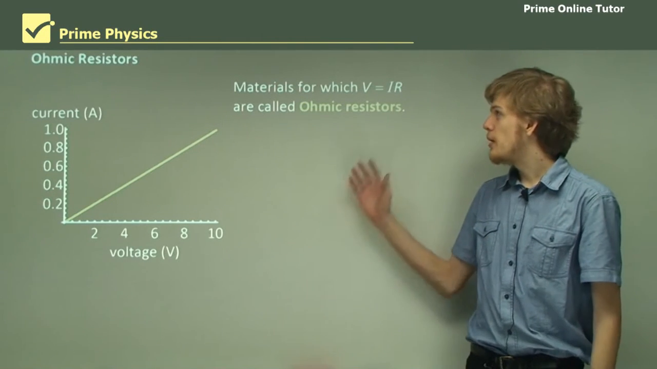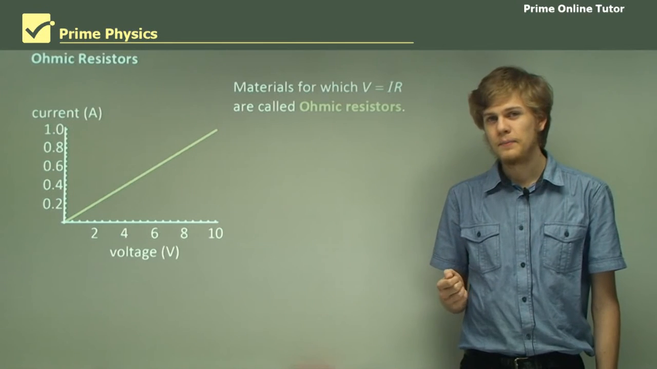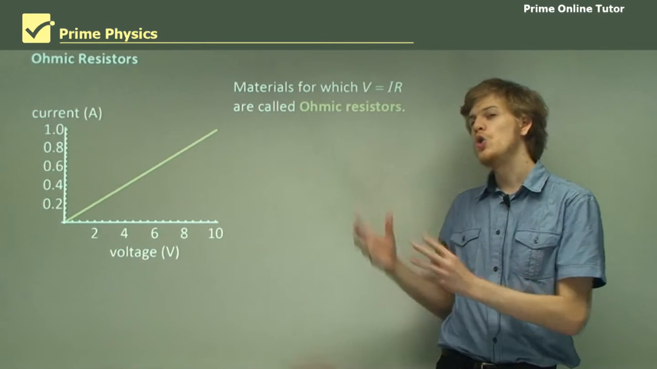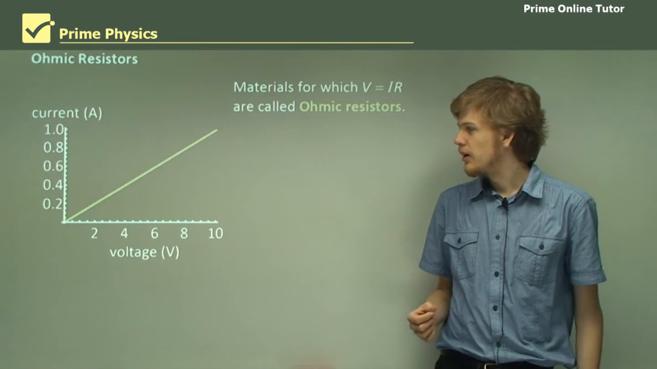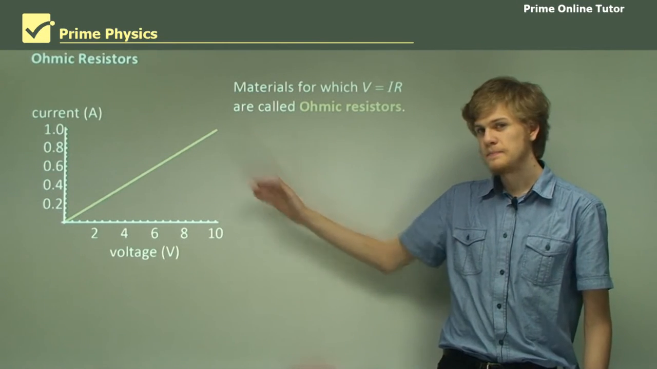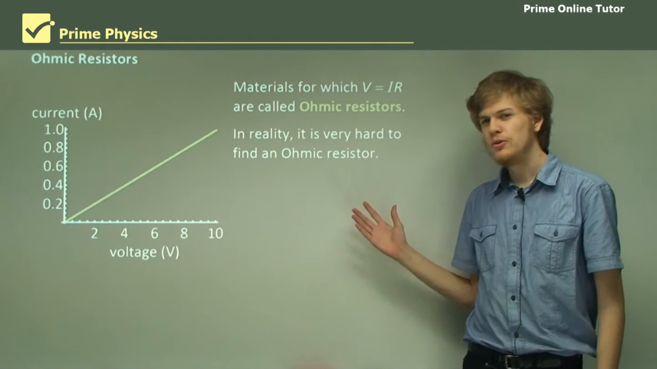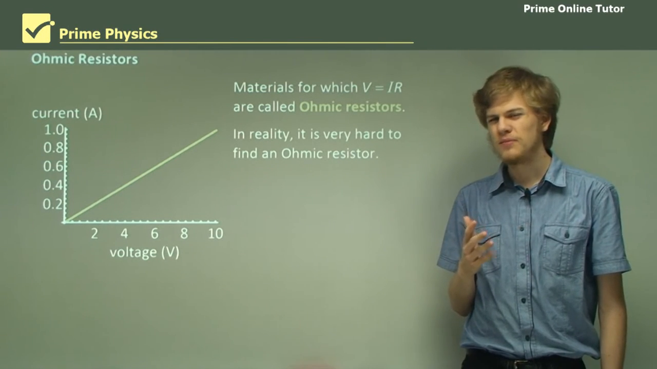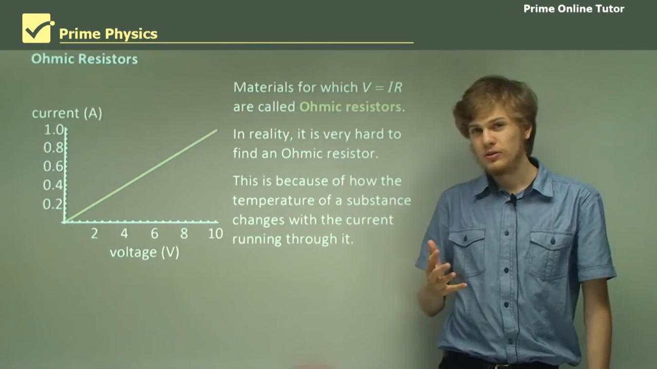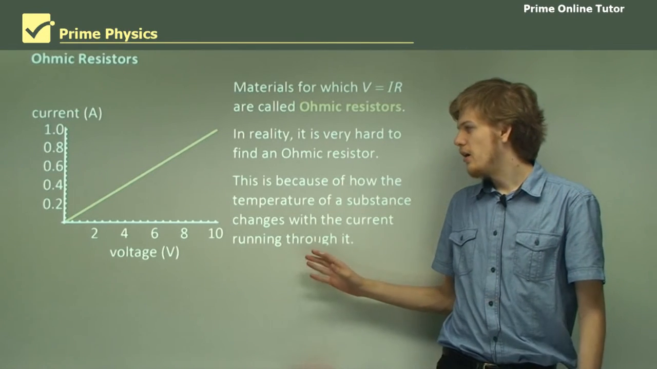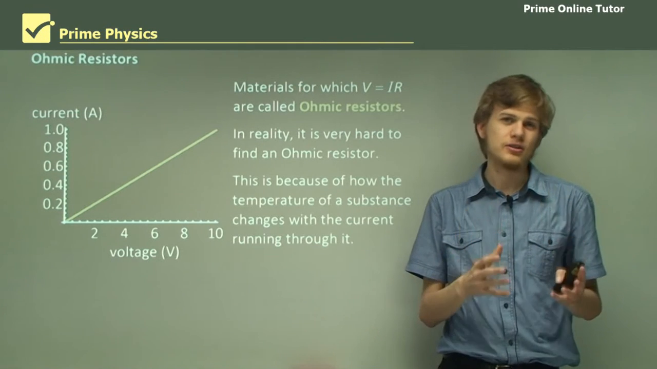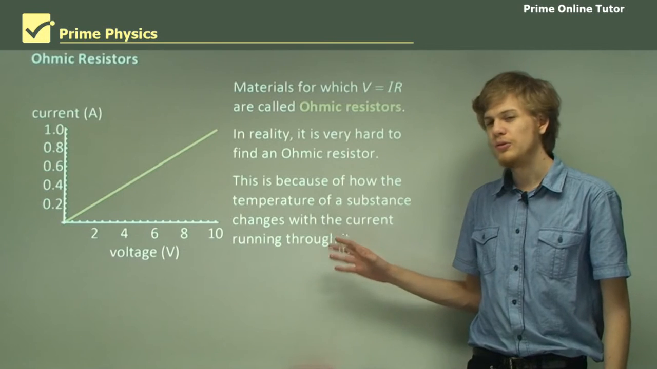So materials which obey Ohm's law, V equals IR, are called ohmic resistors because they follow Ohm's law, right? And so the graph of the current through a material like this might look something like this. In reality though, it's very hard to find an ohmic resistor. They don't really exist. The reason for this is because the more current we push through a resistor, the higher its temperature goes. So we can't actually keep the temperature fixed if we want to measure the current through a resistor.